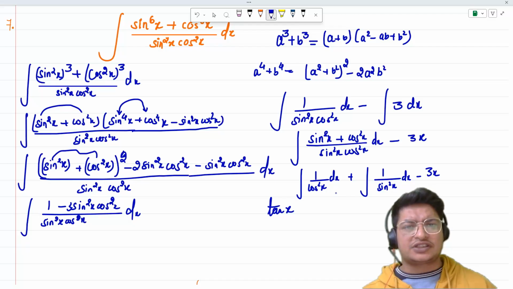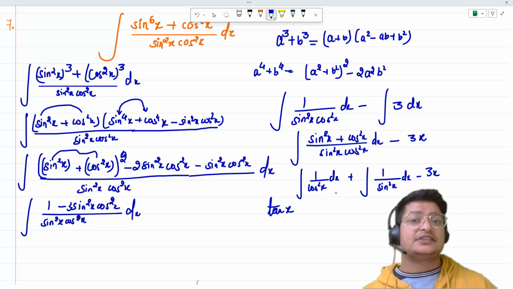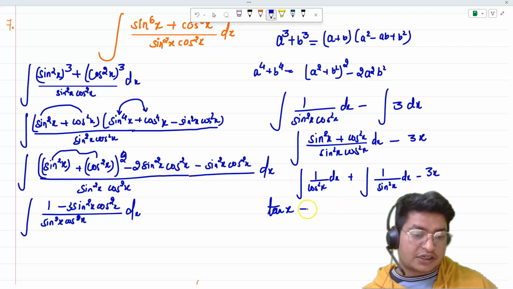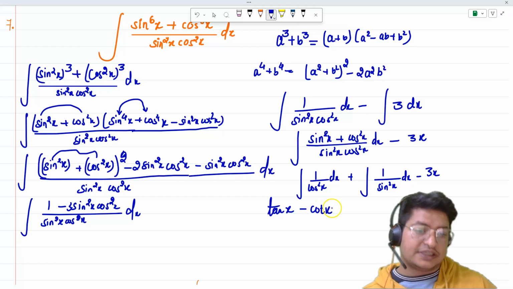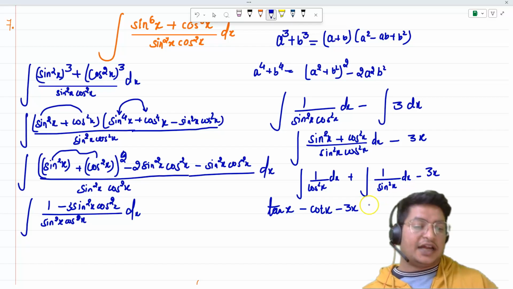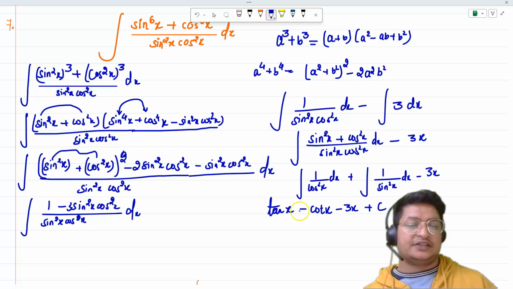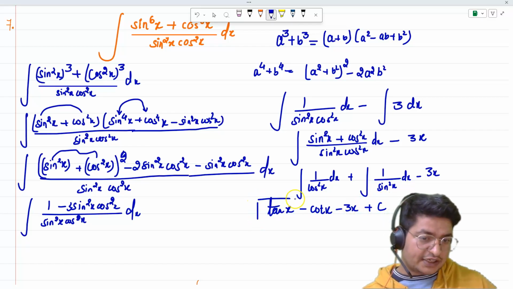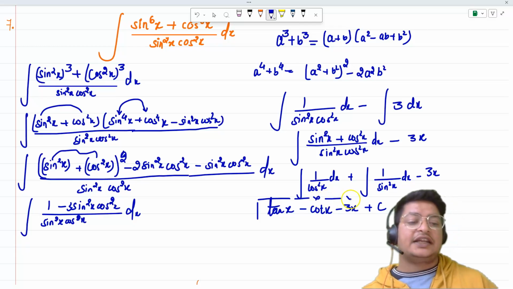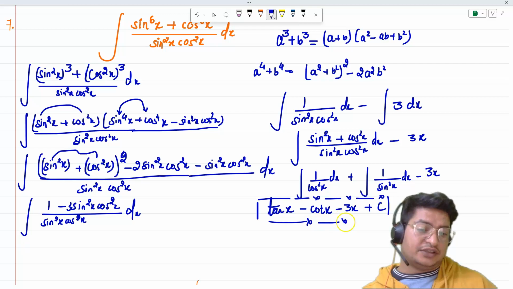What's the integration of cosec^2 x? We can write it as minus cot x. Once you get this, then we write minus 3x, and you add a constant with this. So you will get the final answer as tan x - cot x - 3x + c.